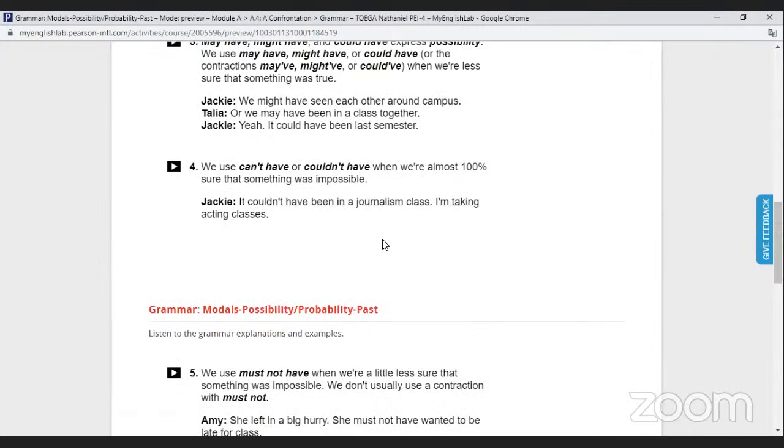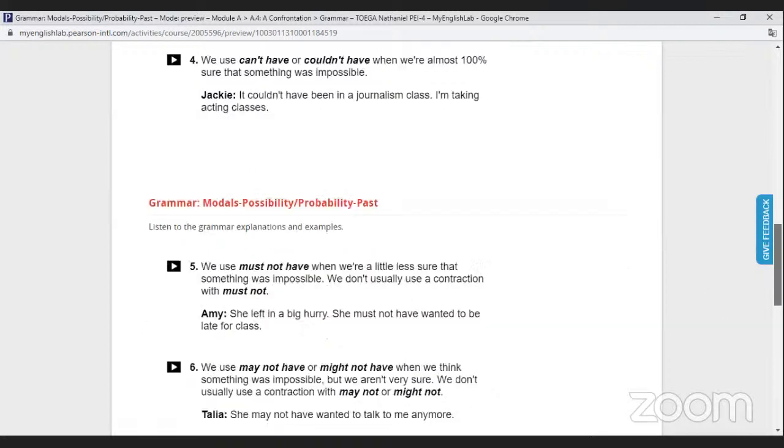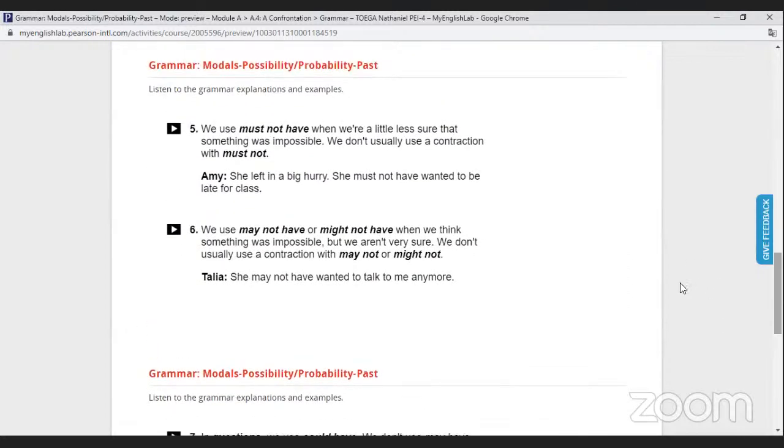We use can't have or couldn't have when we're almost 100% sure that something was impossible. Okay, the example. It couldn't have been in a journalism class. I'm taking acting classes. Okay, okay, very good. Number five, we have the structure.